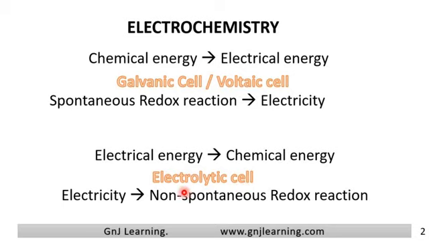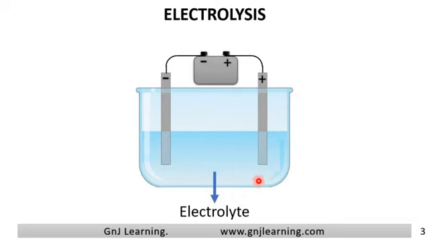Okay, this electrolytic cell you might have learned in lower classes by the name electrolysis. So electrolysis contains an electrolytic chamber. This chamber is filled with electrolyte. What is electrolyte? Electrolyte is nothing but substances that dissociate to give ions. Sometimes substances dissociate to give ions in water. Sometimes they dissociate to give ions in their molten form.